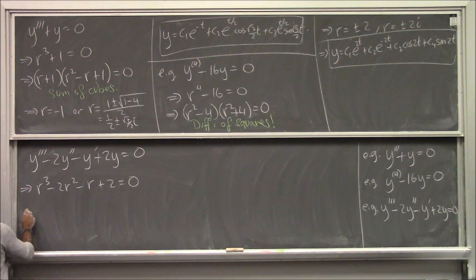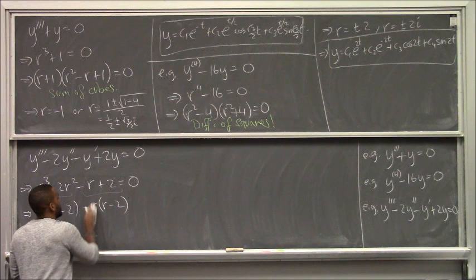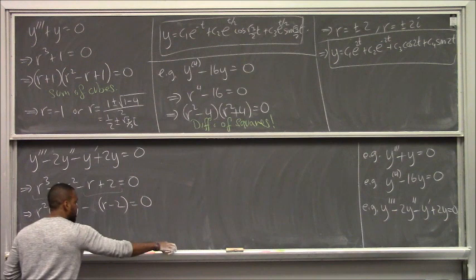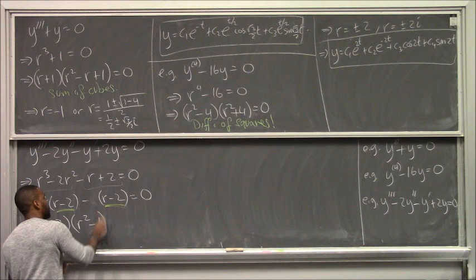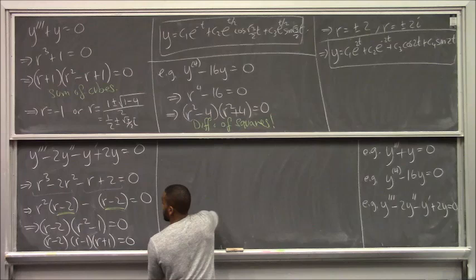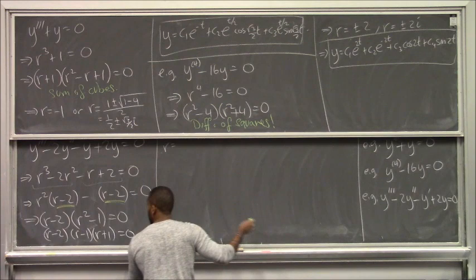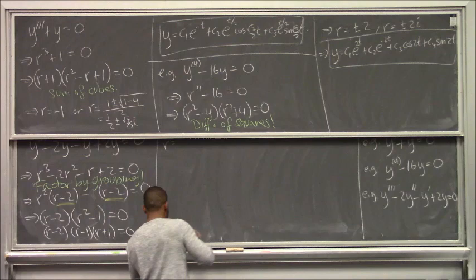r squared is in the first one. Factor out a negative in the second one, minus 1, minus 1. So notice that r minus 2 is now a common term. You could factor that out and be left over with r squared minus 1, which is r minus 1 times r plus 1. So we get r equals 2, r equals 1, r equals minus 1. And this right here is factor by grouping.